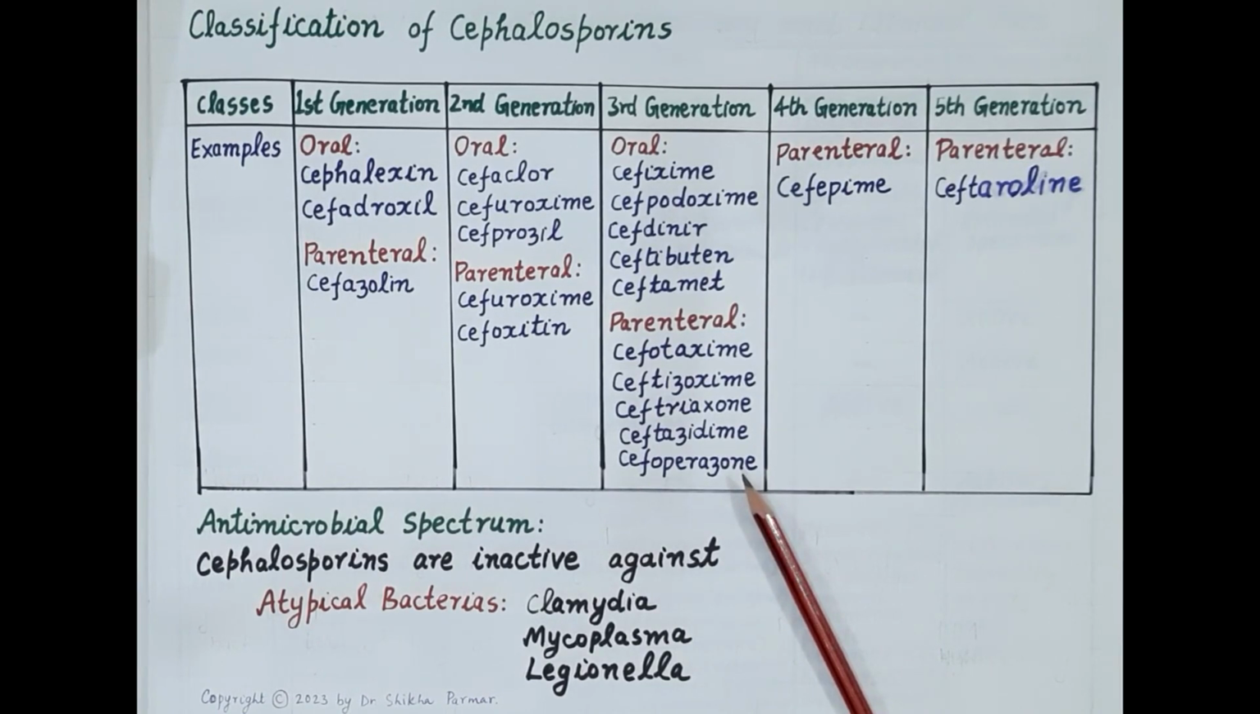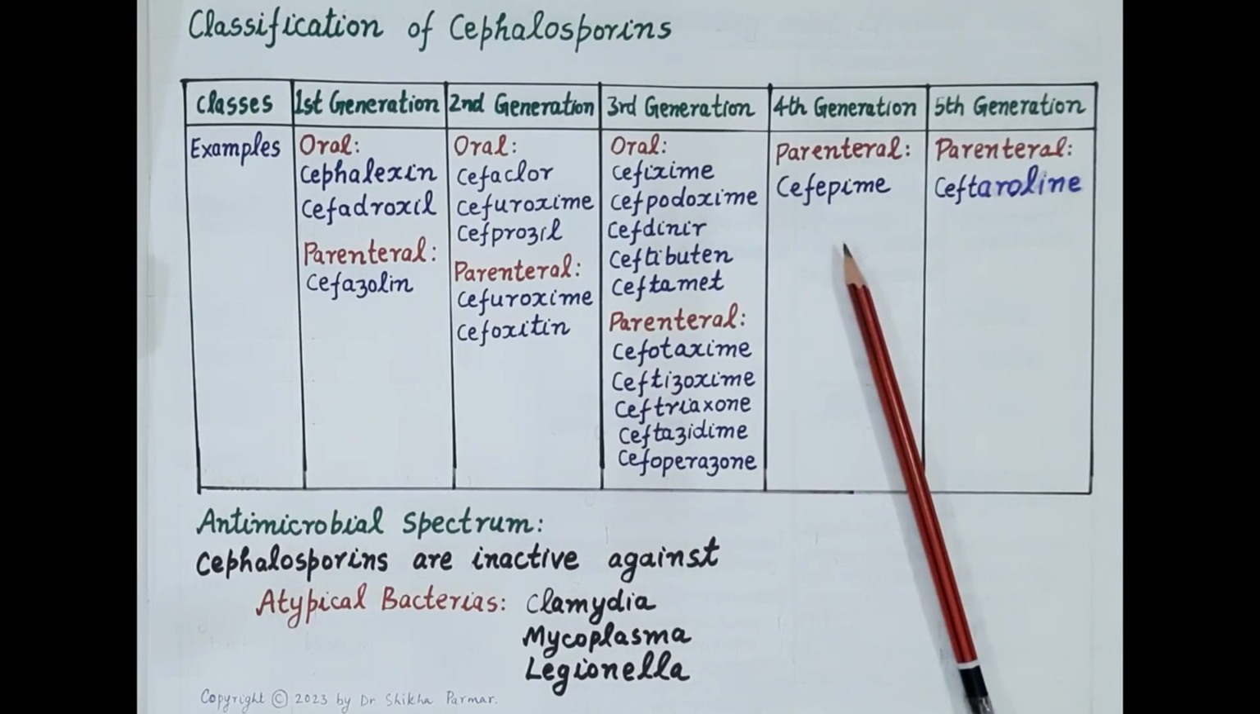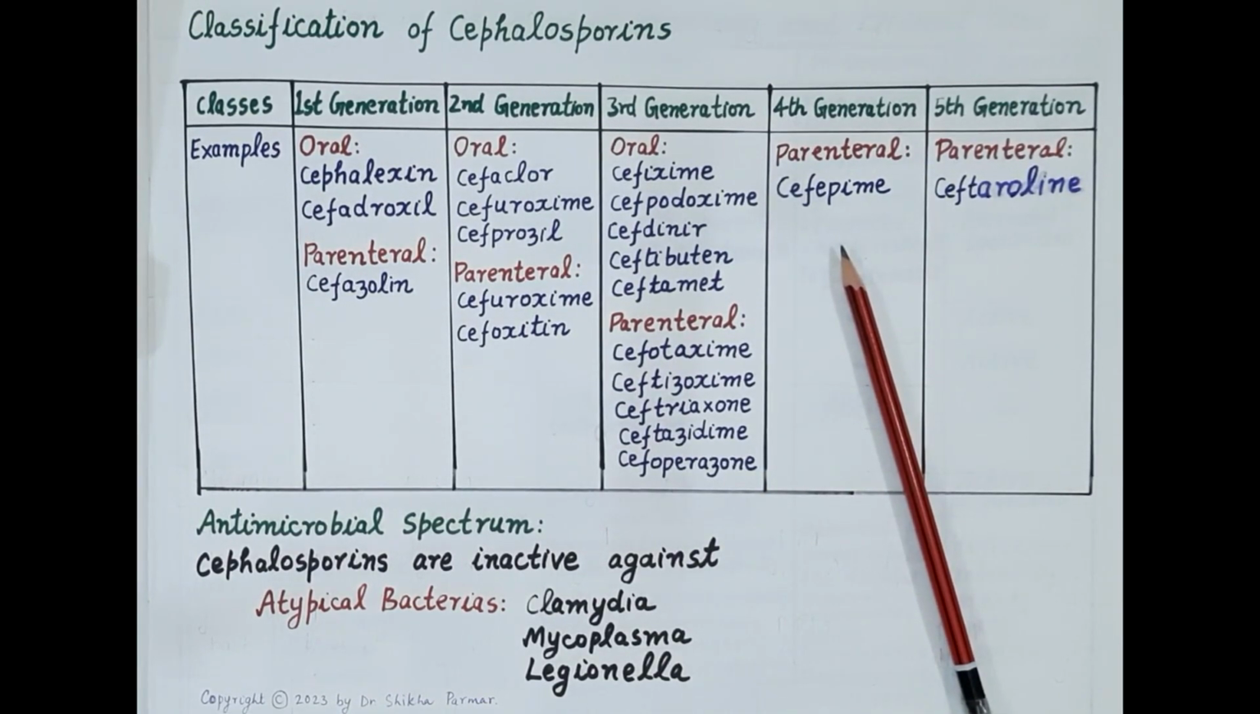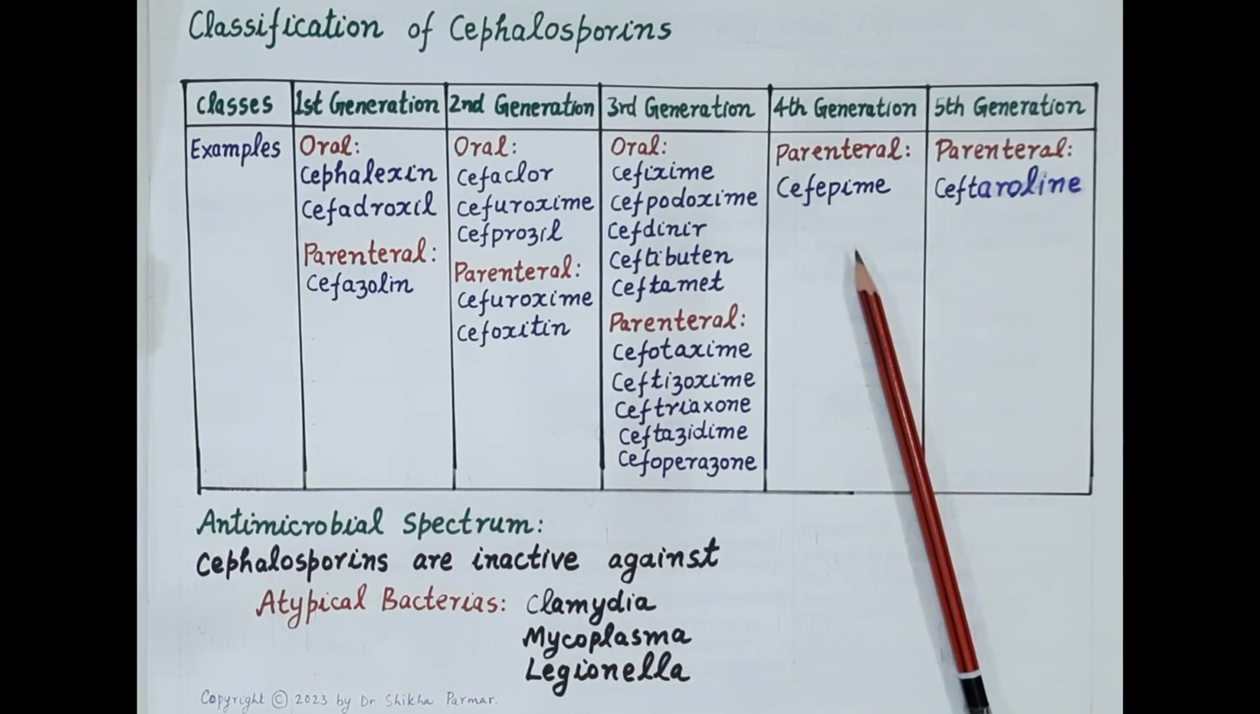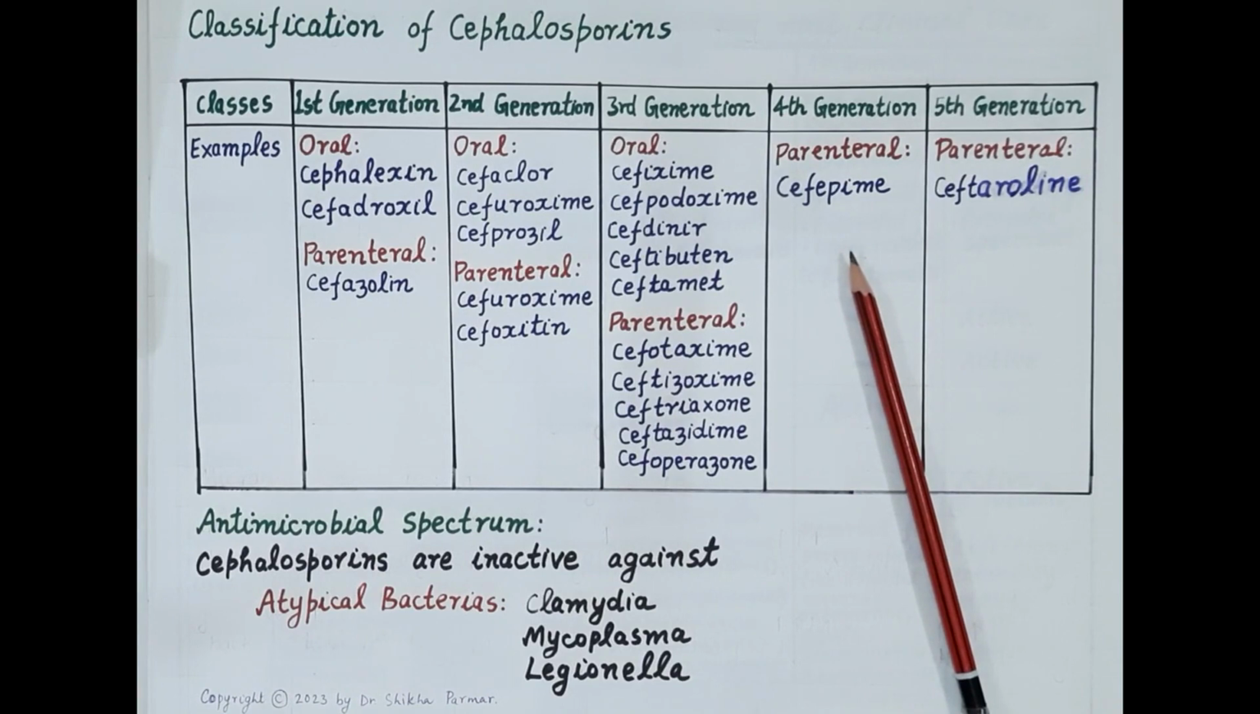Now, these drugs are also active against anaerobic bacteria. Now, cefepime, a parenteral cephalosporin, is included in the fourth generation. It is more potent against gram-positive and also against gram-negative than the third generation. Now, very important, it has maximum activity amongst all cephalosporins for gram-negative bacteria.